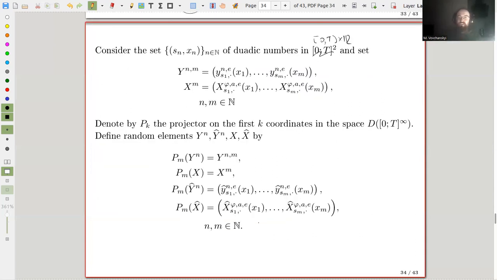So instead of the whole original flow, I just consider this selection, a collection of trajectories that start at these times from these points. Since these s_n, x_n are dense, this essentially still captures the whole flow, its whole behavior. And these are our discretized or skeletonized dual flows, the split flows, and this is our original flow.